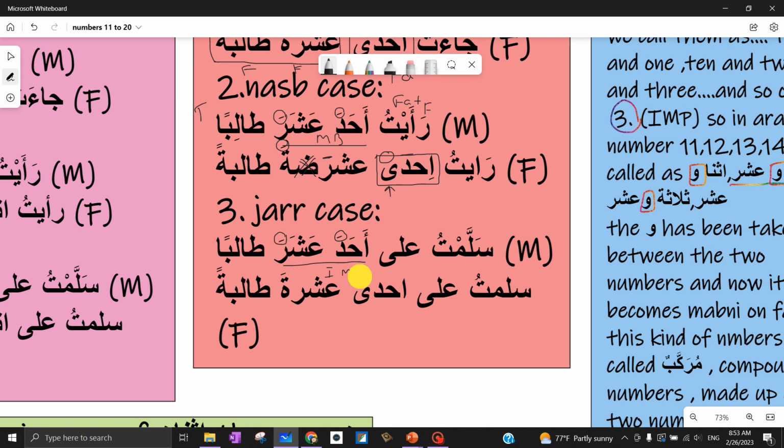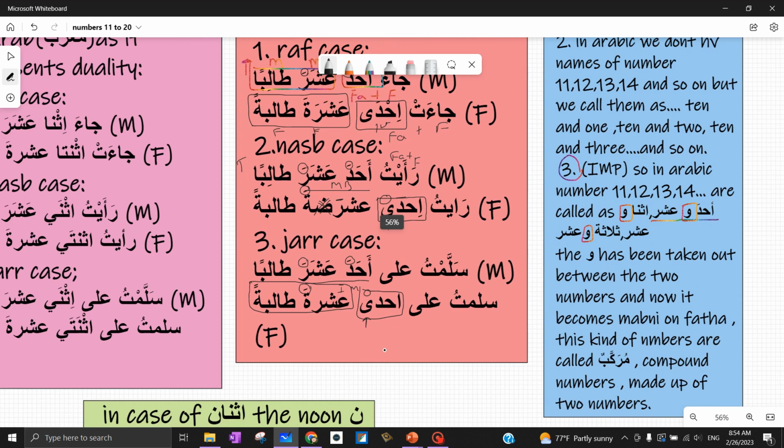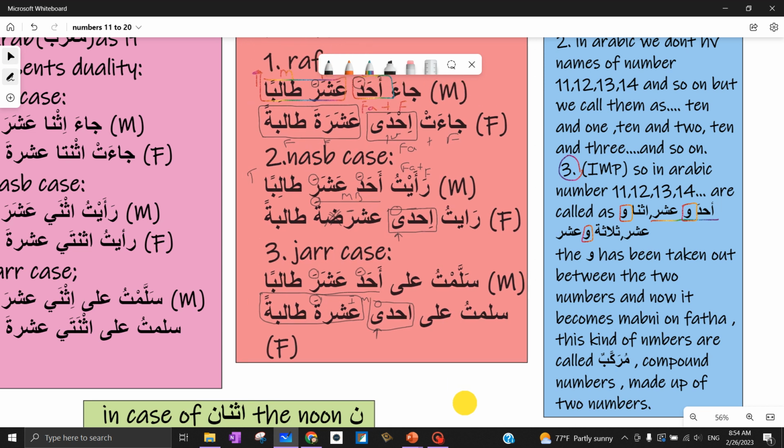Okay. Similarly here also this is a weak letter, so we cannot write haraka over it, so it is muqaddara, but still it is mabni on fatha, as you can see here. The first and the second part you can see. Okay, this is for the number 1 and number 11 and 12.